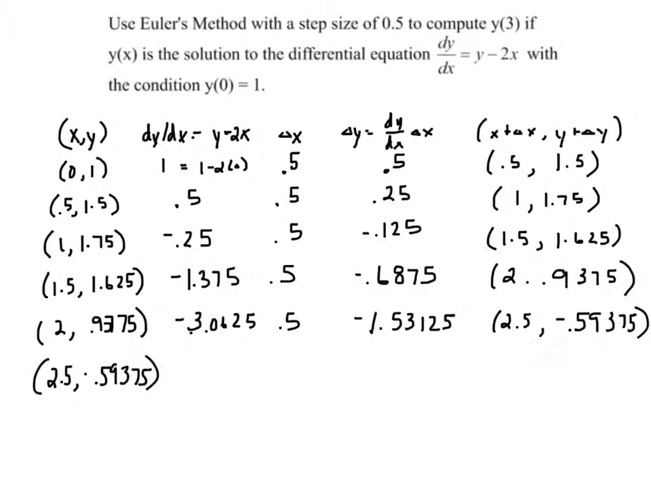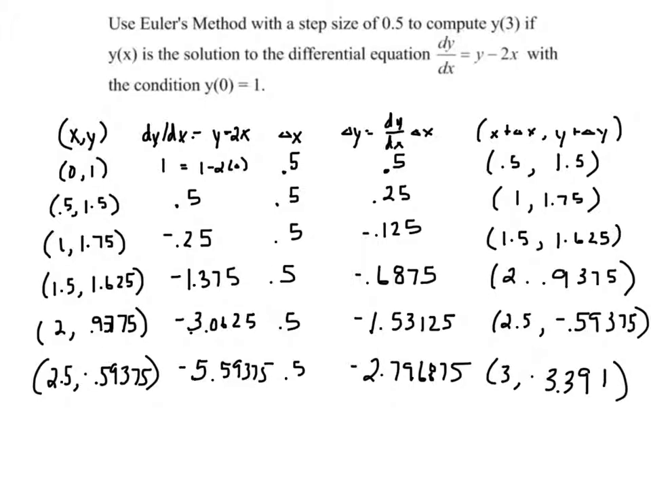So y minus 2x, so minus 2 times 2.5, this is negative 5. 0.59375 minus 5 is negative 4.41, and this is 0.5, so delta y is negative 2.79. So x is 3, and we add 0.59375 and negative 2.79, we get negative 3.391 if we round. So this is what Euler's method would estimate the value of y of 3 is based on that differential equation.